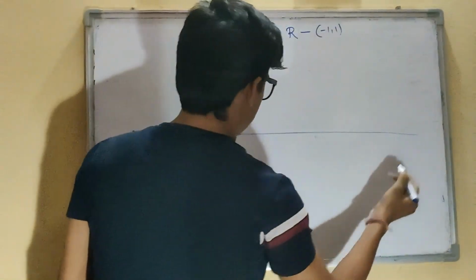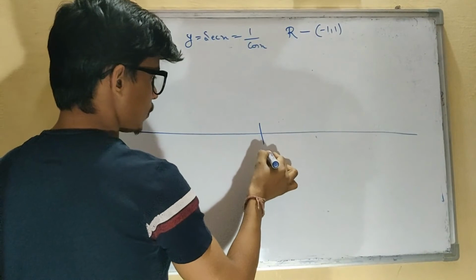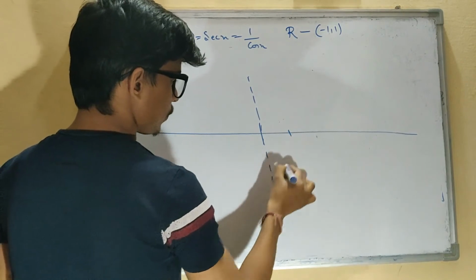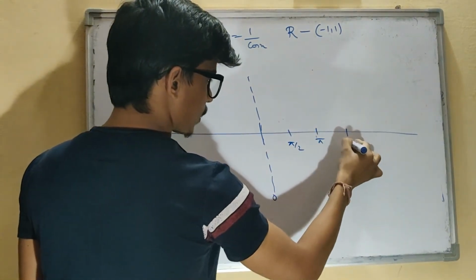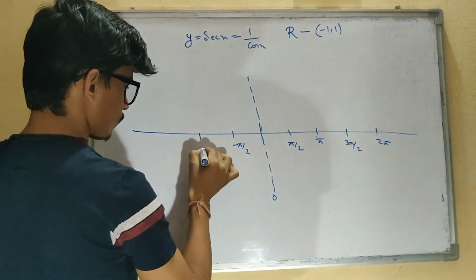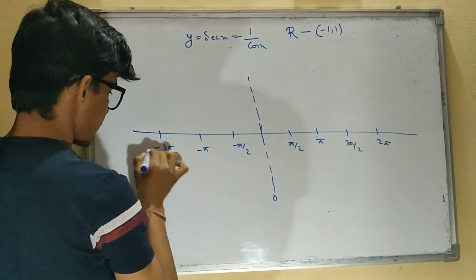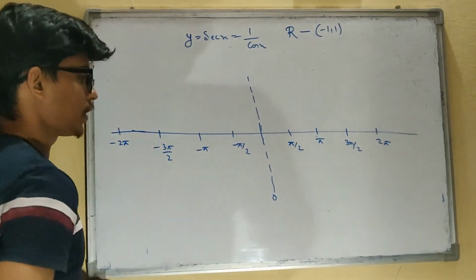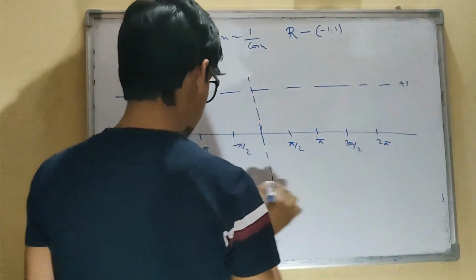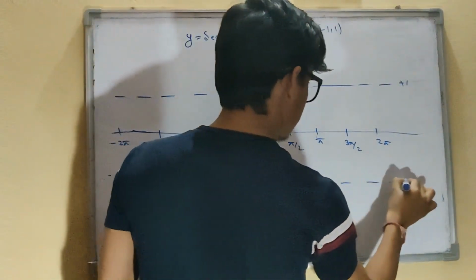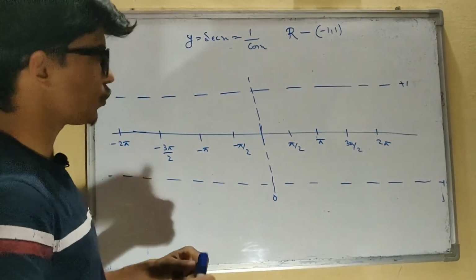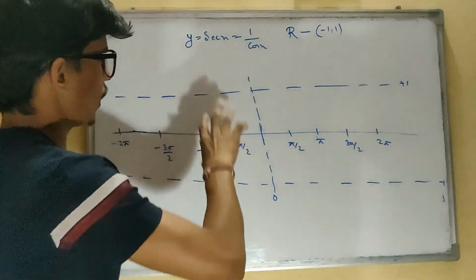So I'm making it for you. Here it is 0, pi by 2, pi, 3 pi by 2, 2 pi. Here let's say it is +1 and here it is -1. I'm drawing the graph of sec x.